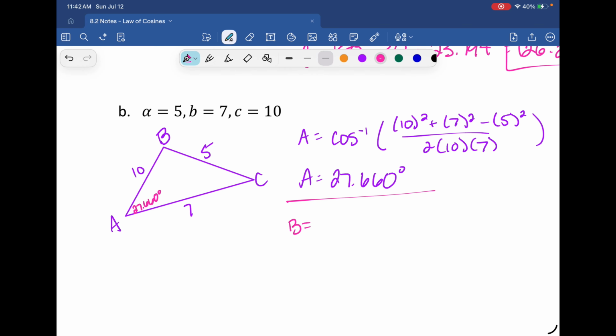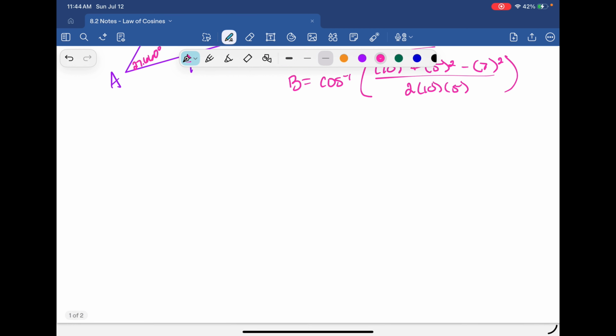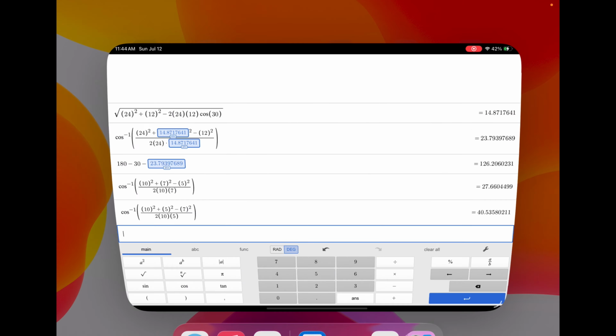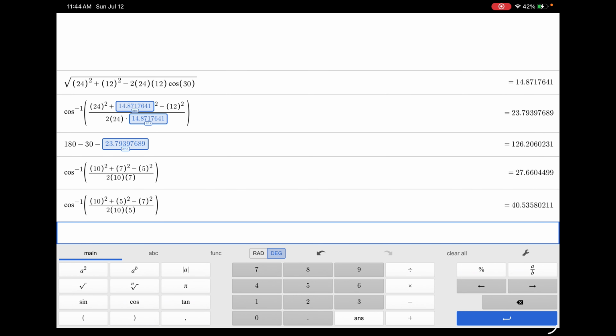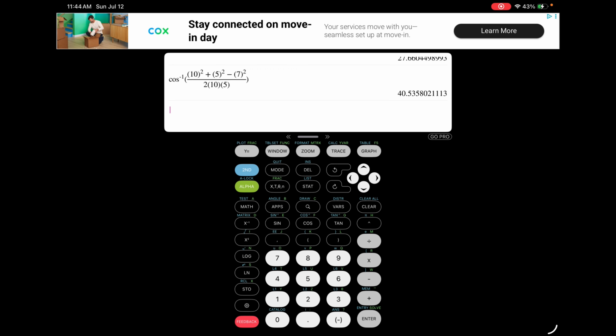So angle B, inverse cosine, adjacent plus other adjacent, minus opposite, all those being squared, over 2 times both adjacents. And then that is going to go in your calculator. Got this entered in both calculators. Here's what it looks like in Desmos, 40.536, we round correctly. And what it looks like in my graphing calculator, same answer, 40.536.